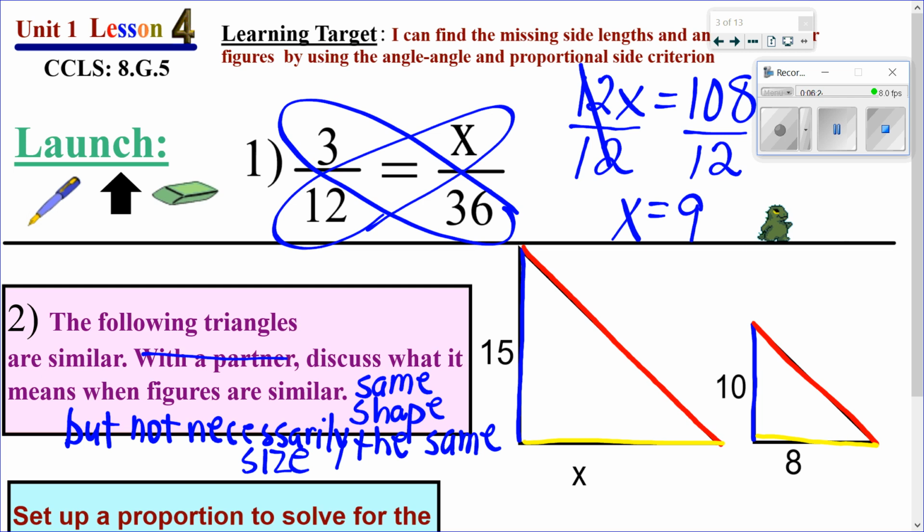As you could see, I colored the corresponding sides, which means the same position, in the same color. So we know that corresponding sides are in proportion.